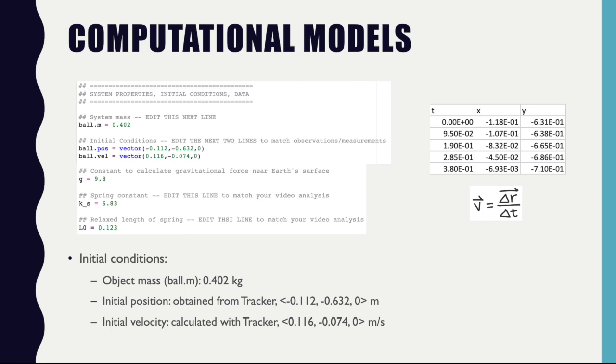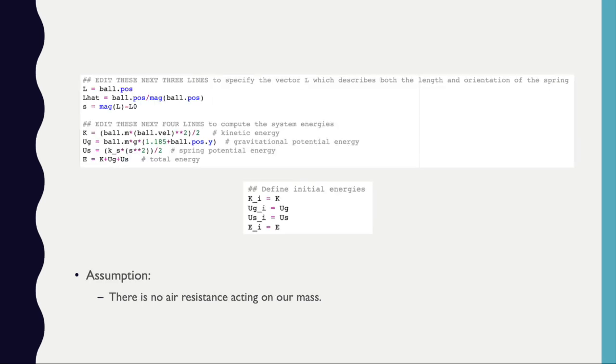Additionally, I also defined the important constants, which are the gravitational constant near Earth's surface, spring constant, and the relaxed length of the spring, which was measured to be 0.123 meters. Then I added code to specify the vector L of the spring, the unit vector of L, and the stretch/squish of the spring. Lastly, I calculated the initial energies present in the system and added them together to get the total energy. The three energies present are kinetic energy of the mass, gravitational potential energy from the Earth, and spring potential energy from the spring. Our assumption here is that there is no air resistance acting on our mass during this experiment.